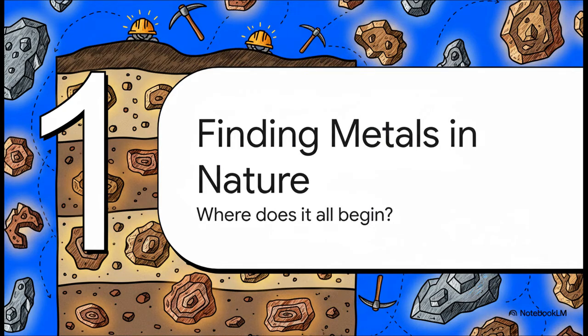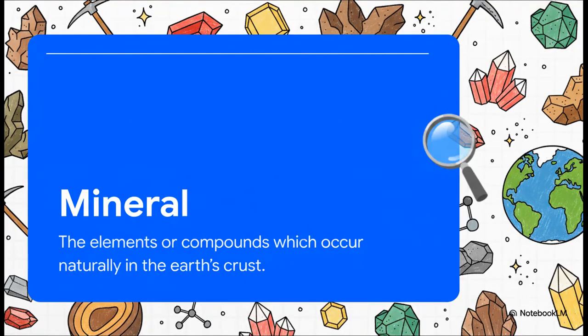Where do we even find these metals? Well, they're all around us, hidden deep inside the Earth's crust. But the thing is, you usually don't just find a big, shiny piece of iron or aluminum. No, they're often mixed up with other things. Okay, so the first word we need to know is mineral. A mineral is basically any element or compound that you find naturally in the Earth's crust. Just think of the Earth's crust as a big box of different ingredients. All those ingredients are minerals.